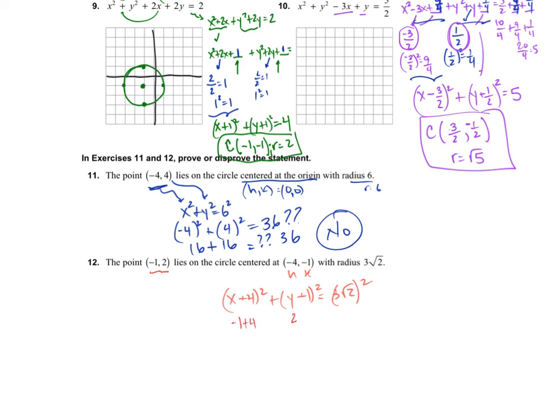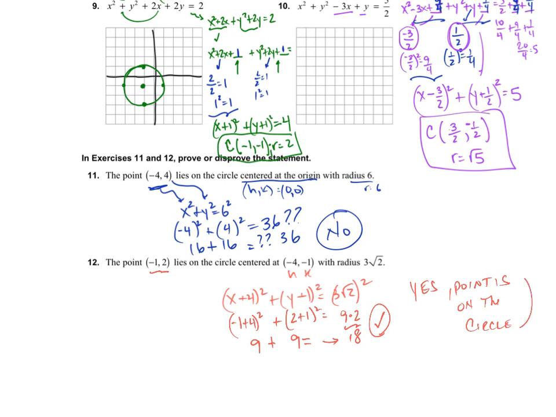So negative 1 plus 4 squared plus 2 plus the 1 squared equals, this is going to be 9 times 2, so this will be 18. So let's see if this works. Over here I get 3 squared, which is 9, plus 3 squared, which is 9. Does this equal 18? Yes, it does. So yes, the point is on the circle.